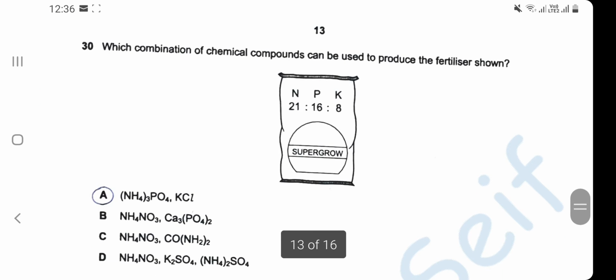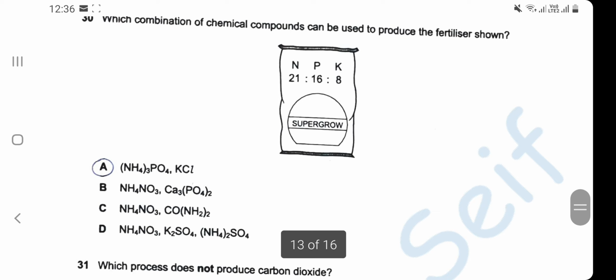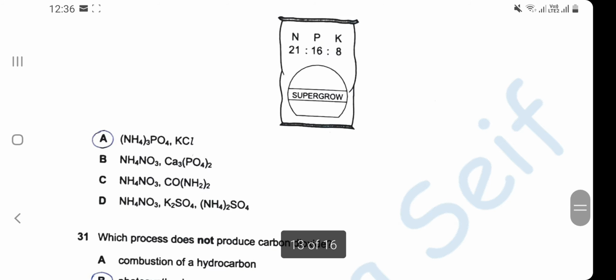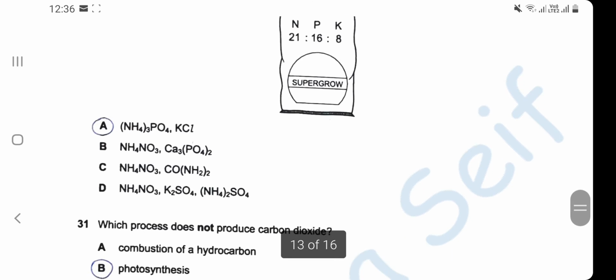Question 30. Which combination of the chemical compound can be used to produce fertilizer as shown? Here, this fertilizer contains nitrogen, phosphorus, and potassium. For these four answers, only A has the three elements nitrogen, phosphorus, and potassium in the same compound. Here, in B, potassium is missing, and in C, potassium and phosphorus are missing. In D, phosphorus is missing, so the answer will be A.